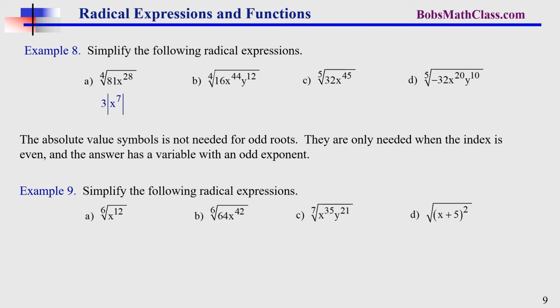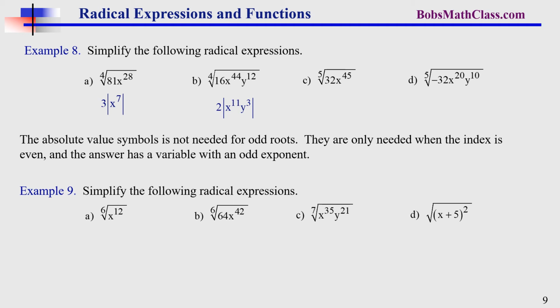Okay, part B. Fourth root of 16. That would be 2, because 2 to the fourth is 16. And then divide 4 into 44 and 4 into 12. You get 2 times x to the 11th, y to the 3rd, and the x and y must be inside the absolute value because the index was even and the answer has odd exponents.